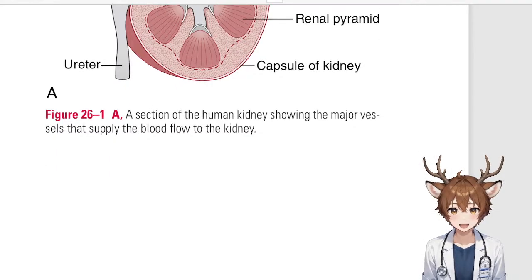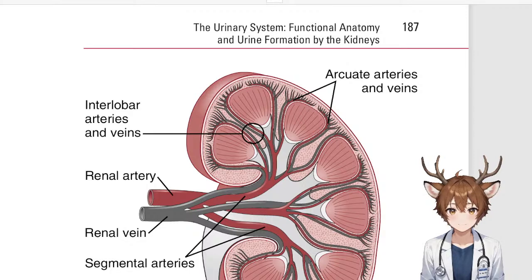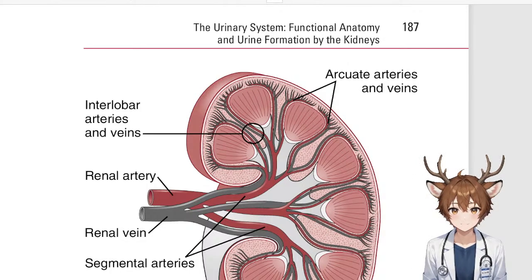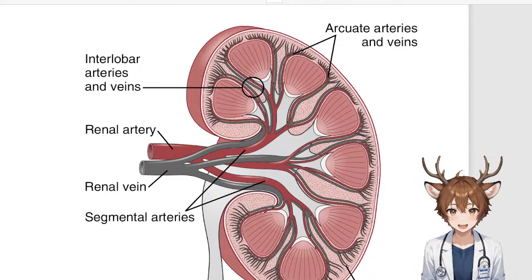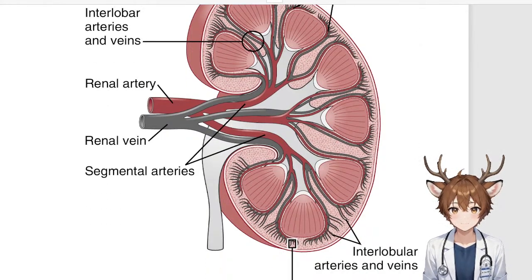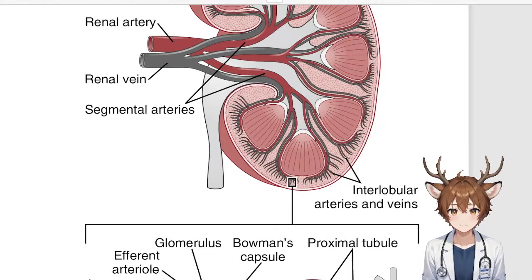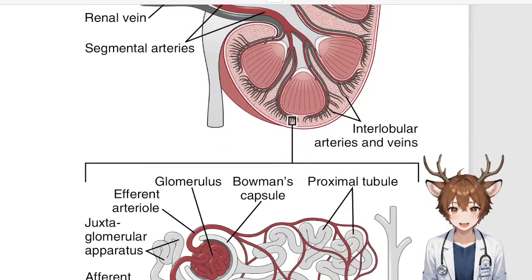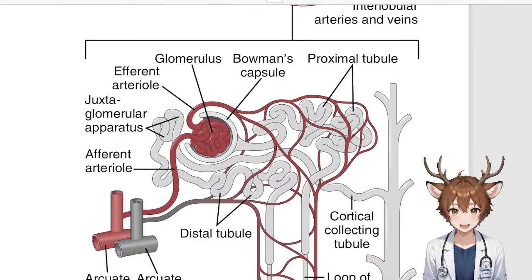Section of the human kidney showing the major vessels that supply the blood flow to the kidney. And this is just showing the blood vessels right here, the arcuate arteries and veins, the interlobar arteries and veins, the renal artery, the renal vein, of course, the segmental arteries, the interlobular arteries and veins. And you can see here, this is a little more detailed, you could say.